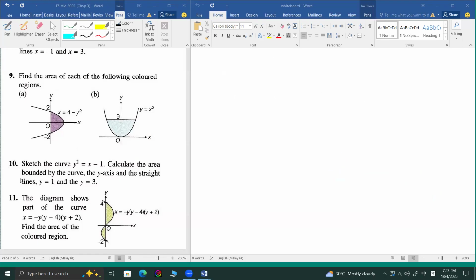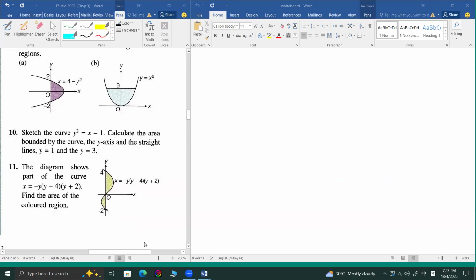Okay, next. Same as question 10. Let me show you all this first. Question 10 is like this. Now it asks to sketch y squared equals x minus 1. Y squared equals x minus 1.